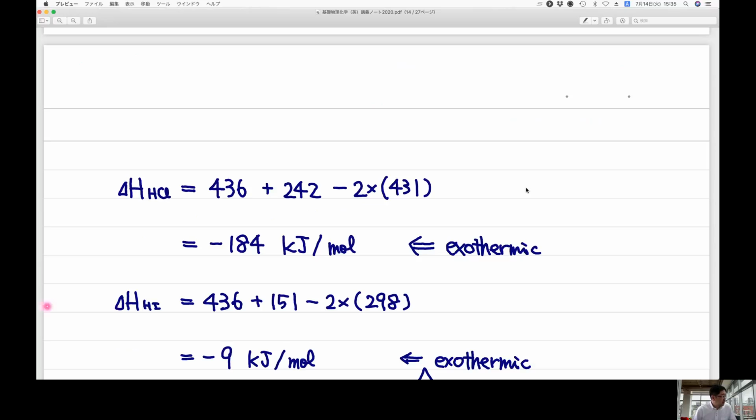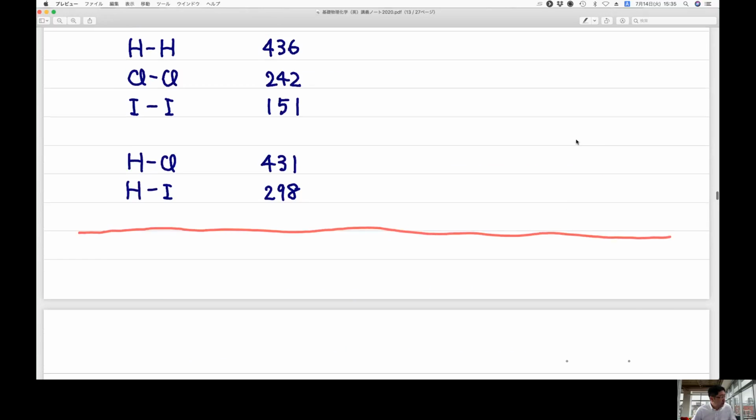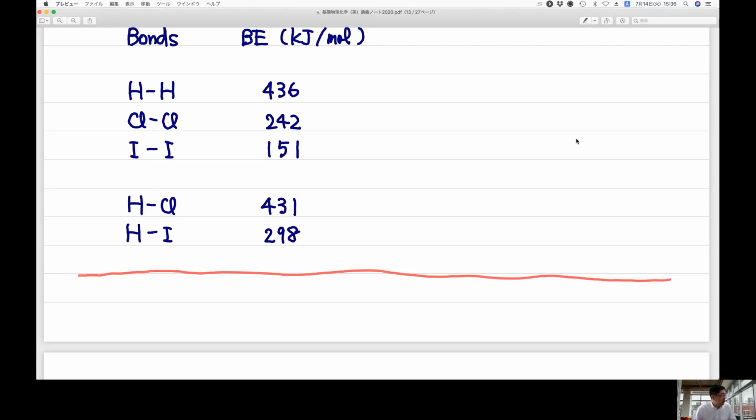using this technique, 436 and 242 minus 2 times 431. This means, okay, you need to make this bond. So when you make a bond, in that case, this value should be negative. And if you need to break bonds, in that case, this bond energy should be positive. And sum up all these values.